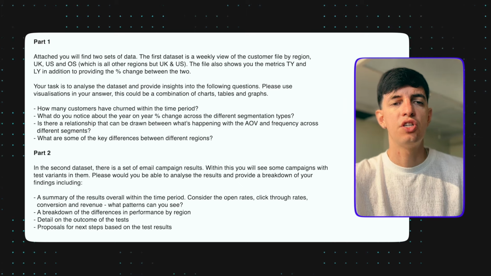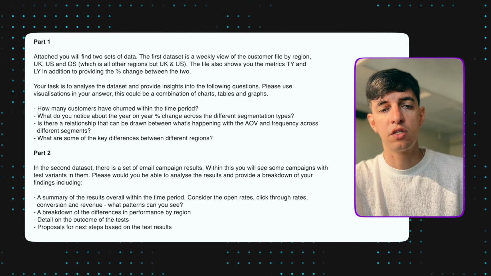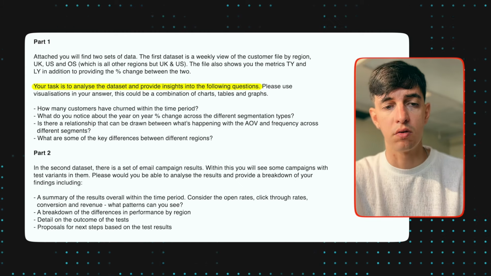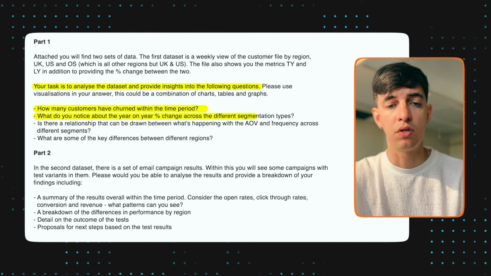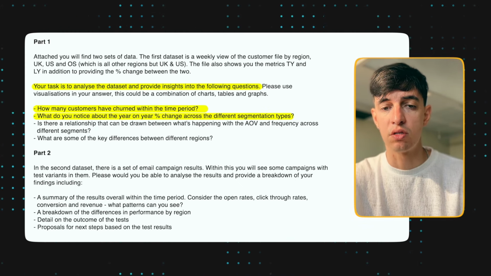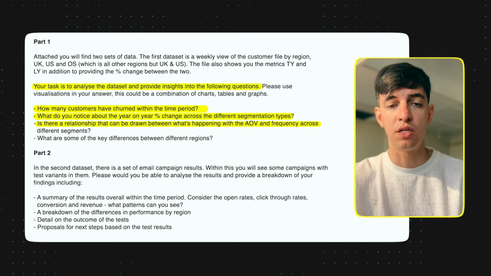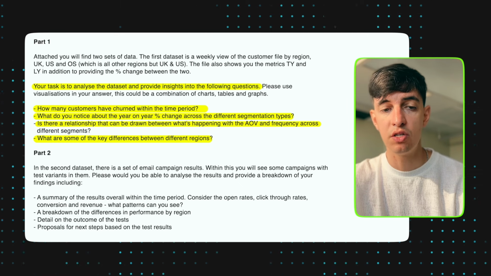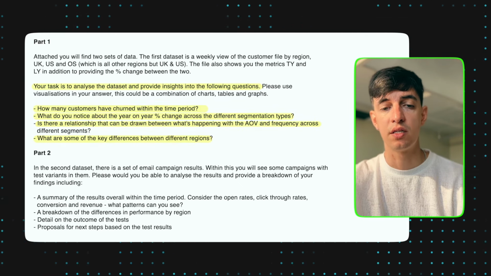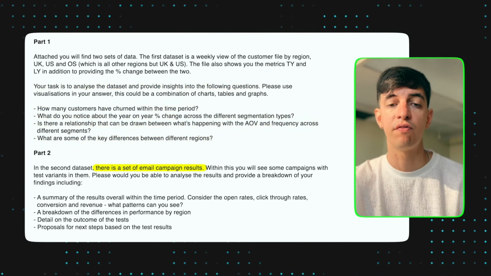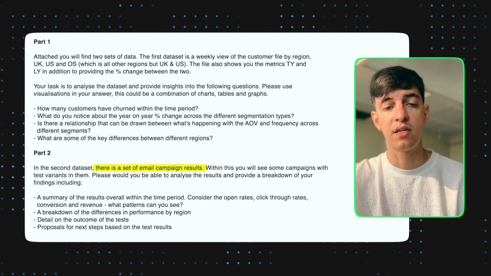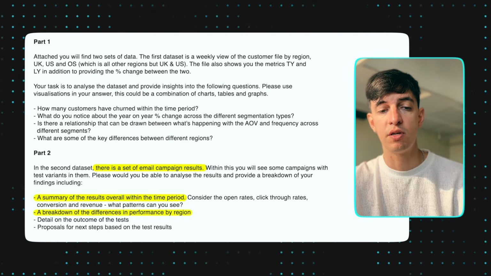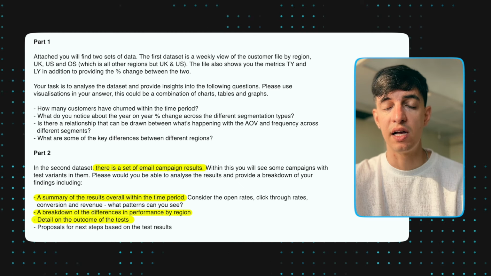And so the challenge here is divided into two parts. So the first part is to analyze the data set and answer the following questions. So how many customers have churned? What do you notice about the year-over-year change across different segmentations? Is there a relationship that can be drawn between what's happening? What are some of the key differences between different regions? And then part two is about the set of email campaigns. So actually the first data set that I show you with asking a summary of the results overall within the time period, breakdown of the differences in performance by region, detail on the outcome of the test, and so on.